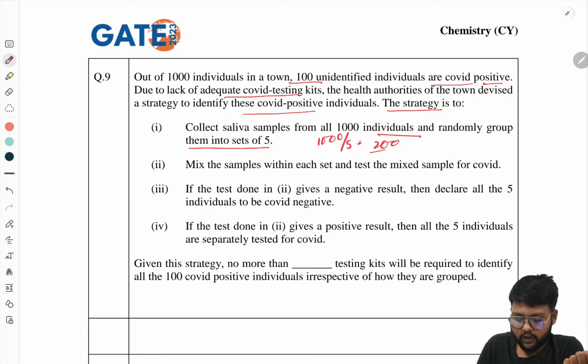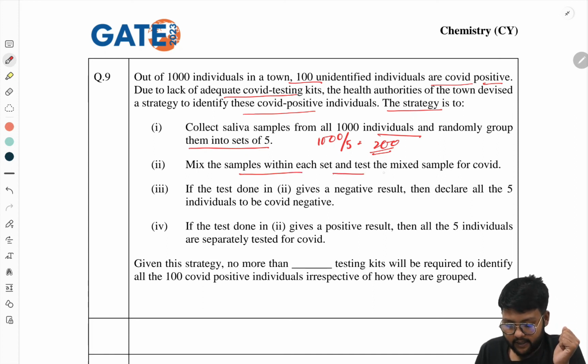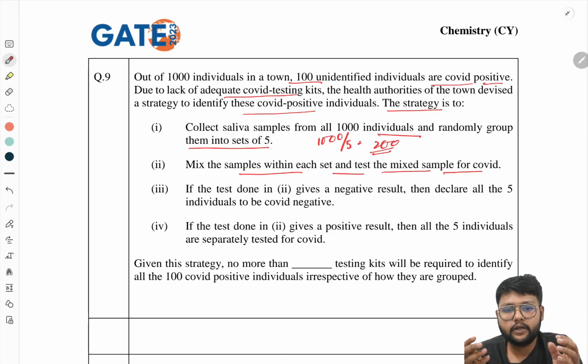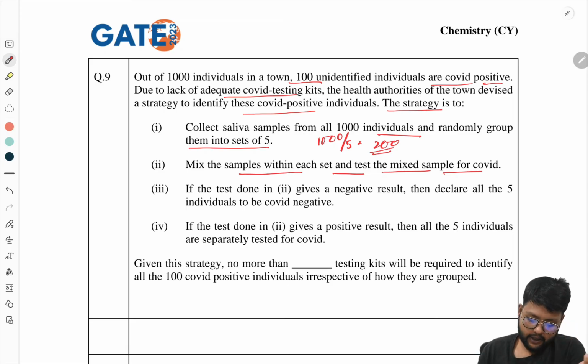There are a total of 200 sets. Mix the samples within each set. Each set has 5 samples, and they mix all the samples. If the result is negative, then all the persons in that set are COVID negative.